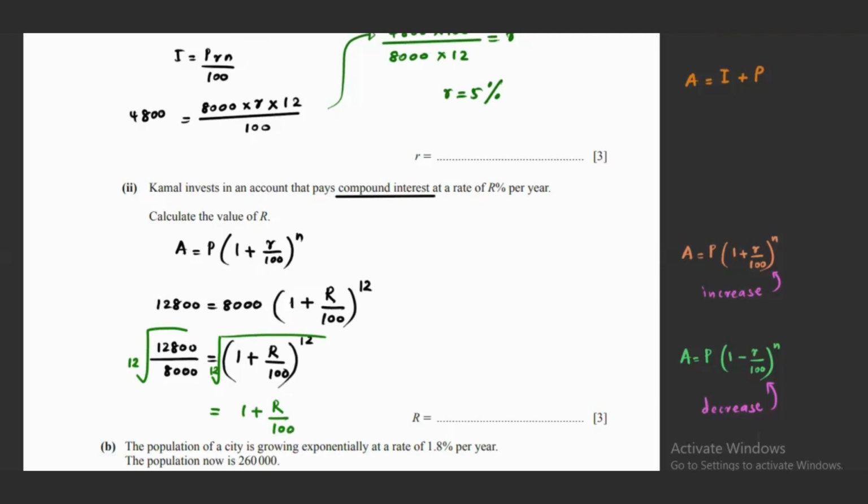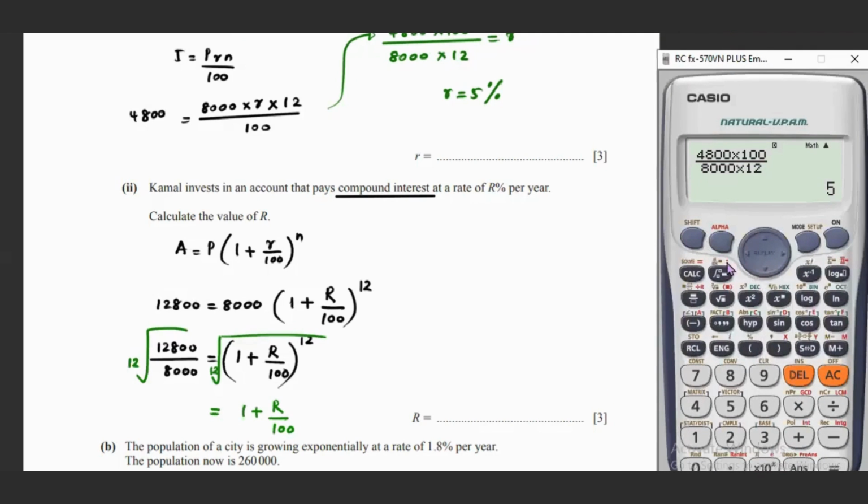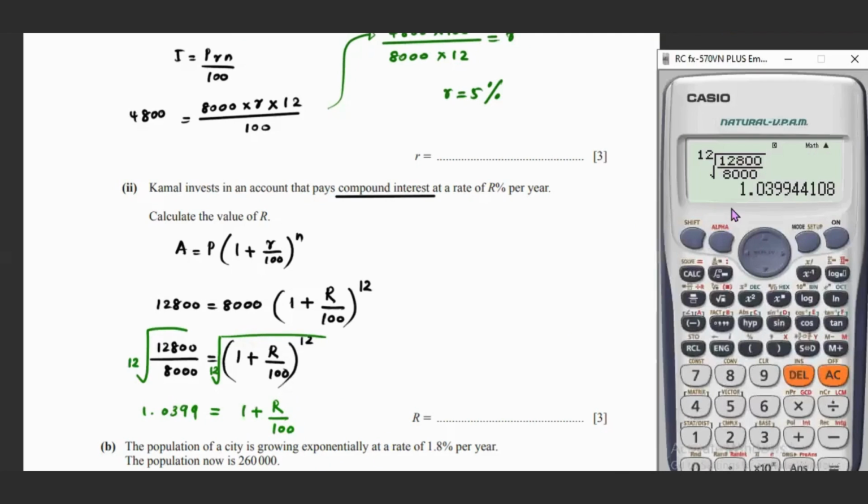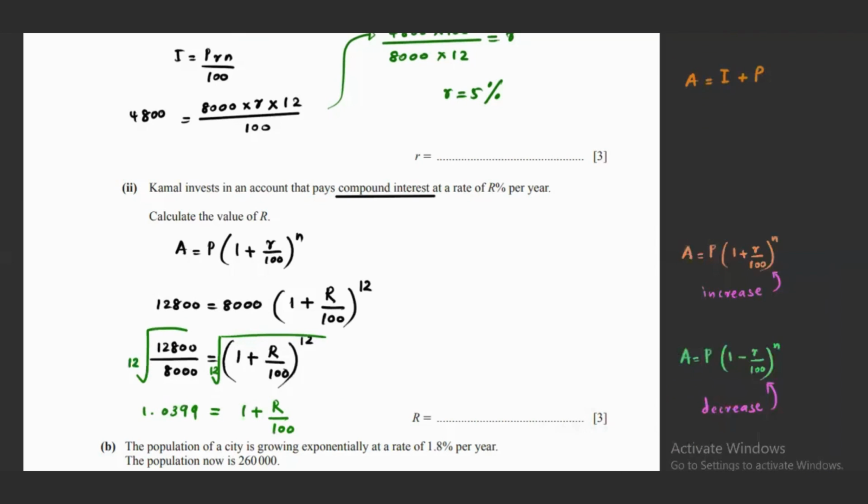So let's first find that. I'm going to put it in the calculator. So I need to find the 12th root, and inside the root, I need to put the fraction, which is 12,800 divided by 8,000. So when I do that, I get 1.0399. So I will write it as 1.0399. This is equal to 1 plus r over 100. And also after that 9, we have a 4 and a 4. So I can just write 1.03994 if required. So I'll write it this way.